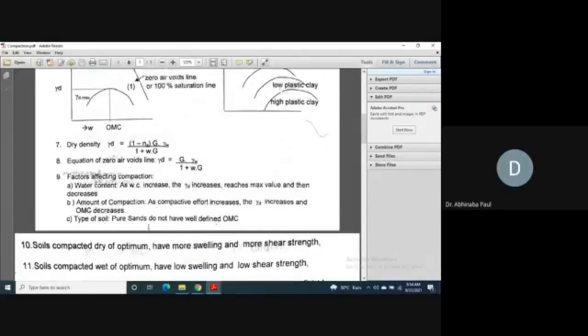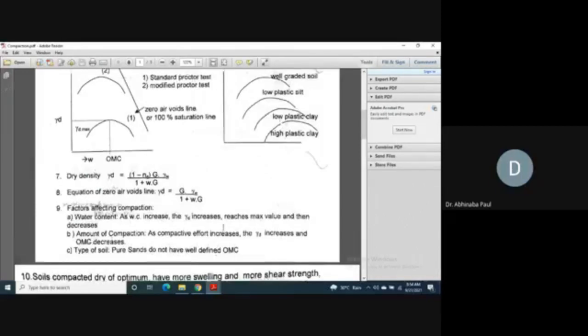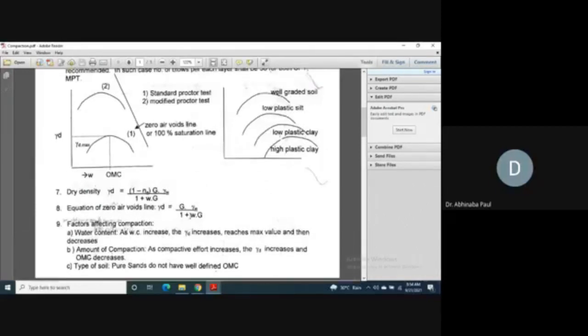Next is type of soil. Type of soil we have already discussed. However, they have mentioned that for pure sand there is no well-defined OMC. So always remember that not all soils can have this kind of graph.